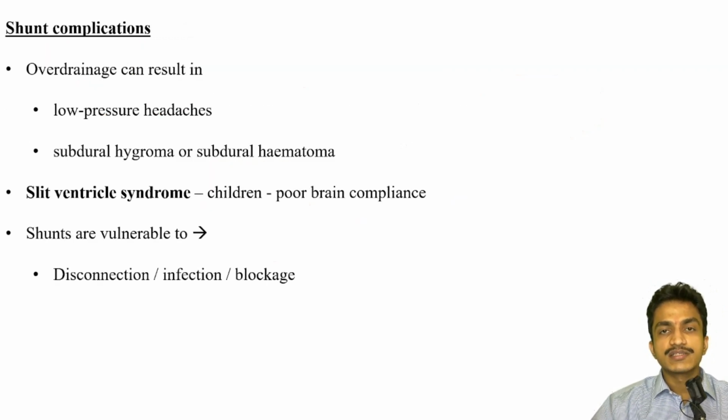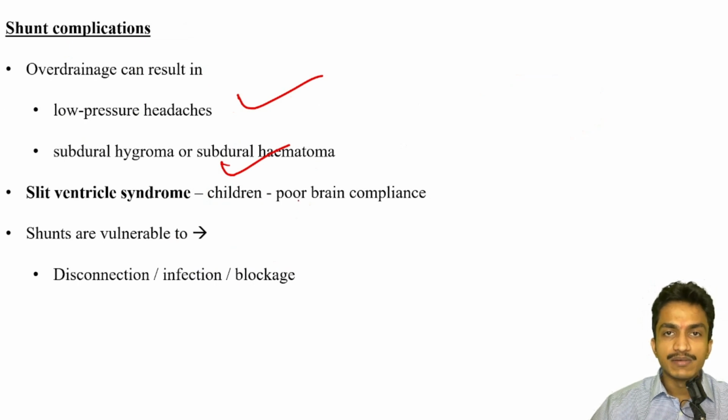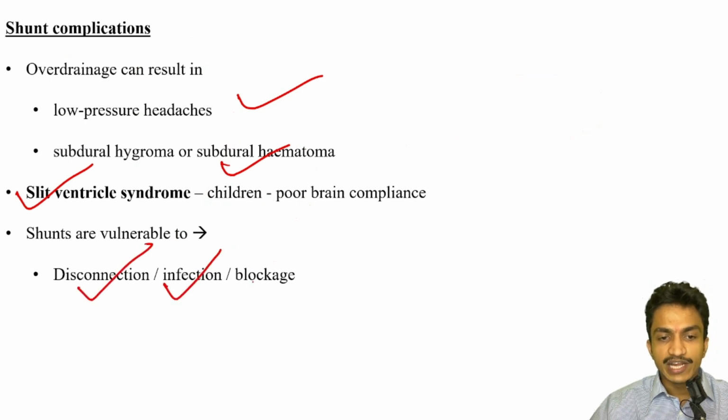Shunt complications: if there is overdrainage, there will be low pressure headaches, or it can also lead to a hematoma due to the traction effect, so there will be bleeding or coning. Sometimes in children there is poor brain compliance, so there is also a syndrome known as slit ventricle syndrome, just know the name. Now shunts are vulnerable to disconnection, infection, and blockage.